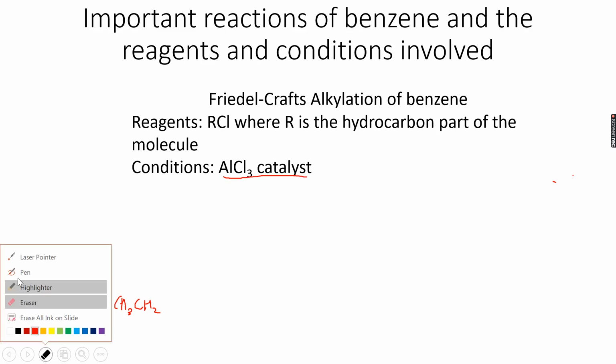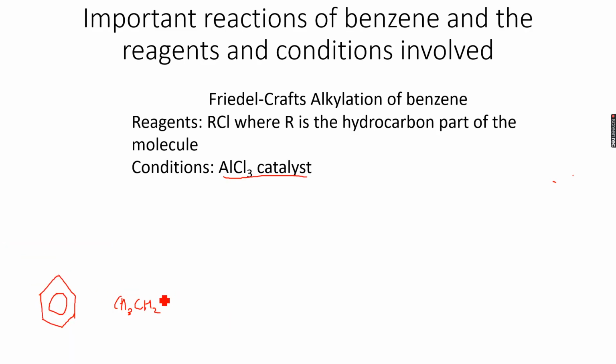So we have our CH3CH2 plus group. This benzene attacks it over here because it's positively charged. We have to show this curly arrow to show the direction of movement of electron pairs. Then we get our not so stable intermediate.